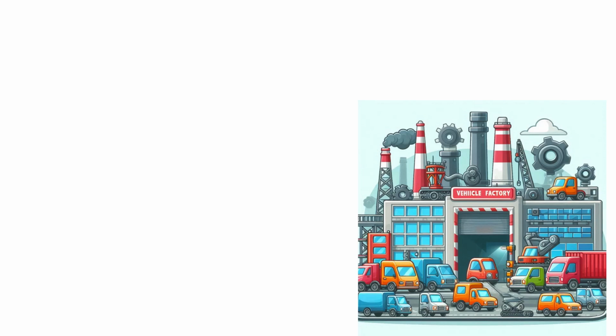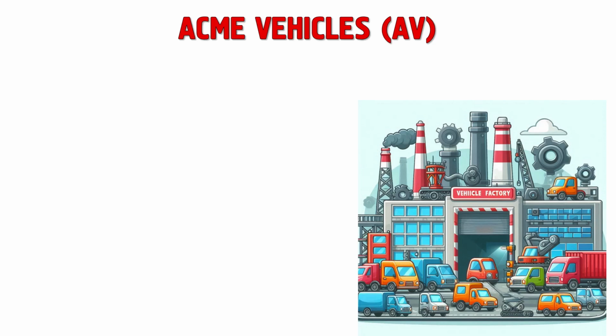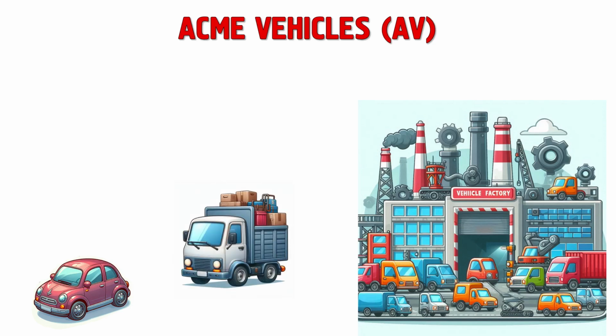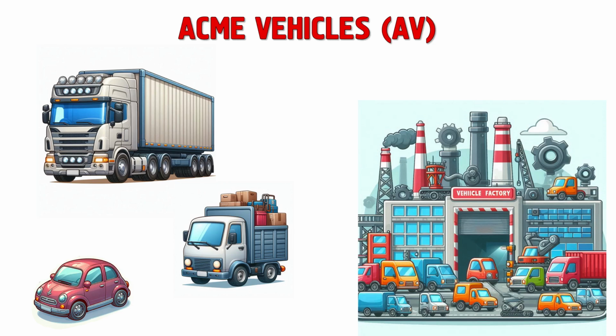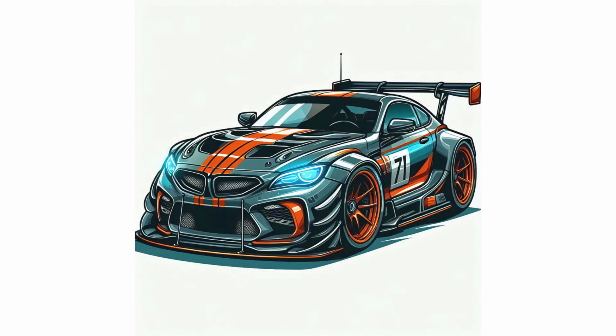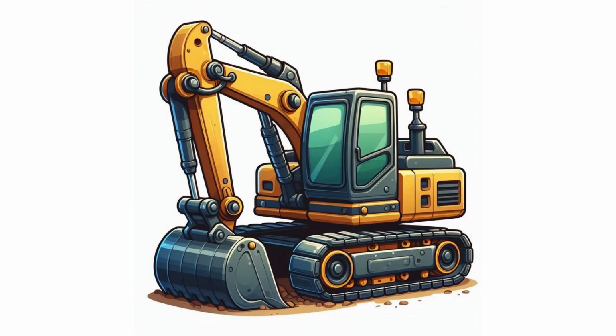Let me explain. Imagine that there is only one vehicle factory existing in the world. Let's call it Acme Vehicles, or AV for short. And now imagine AV produces only 3 vehicle types. One car for families, one small truck, one large truck, and one instructor type car for when people learn to drive with an instructor. Okay, but what if you need a sporty car because you want to race, or what if you need a digging machine? Well, AV does not produce such vehicles.